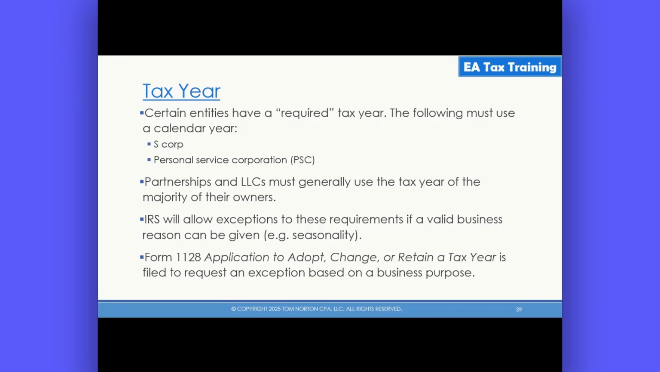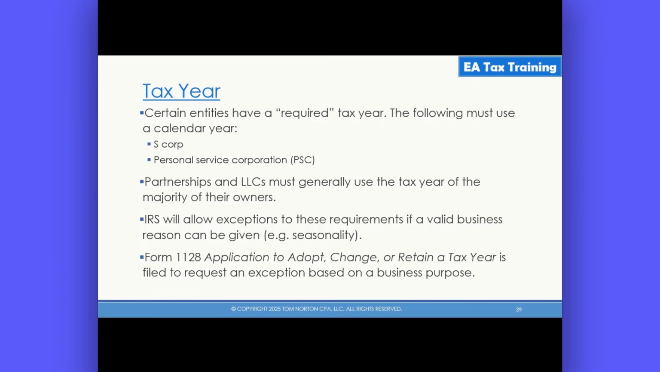Now, the IRS will allow exceptions to these requirements if there is a valid business reason to do it. For example, seasonality. If you had a ski resort, it might make more sense for their year end to be at the end of March or at the end of April due to seasonality.